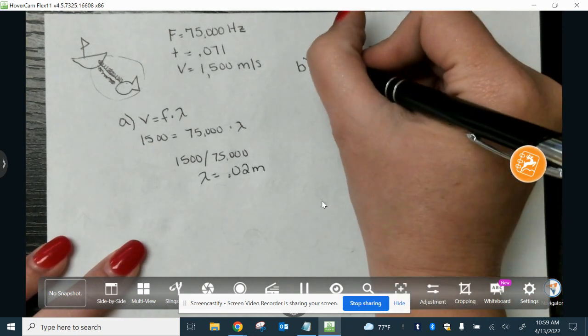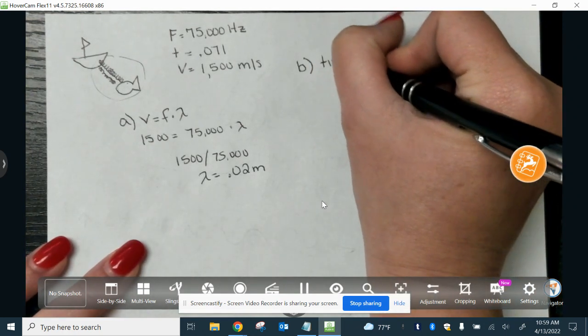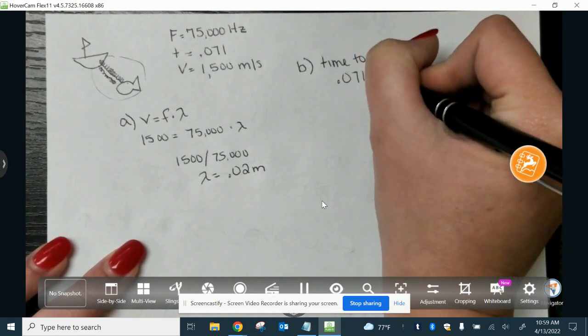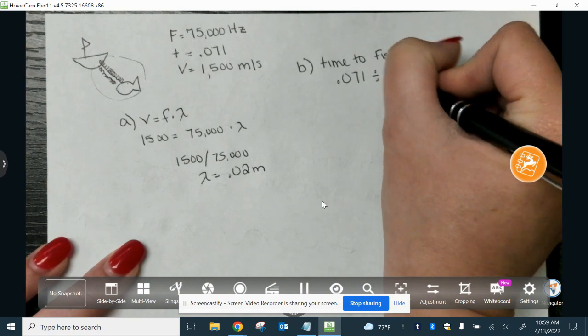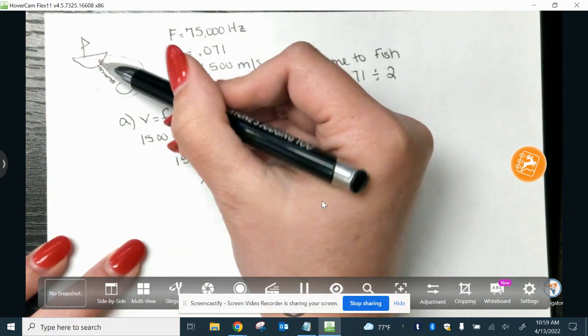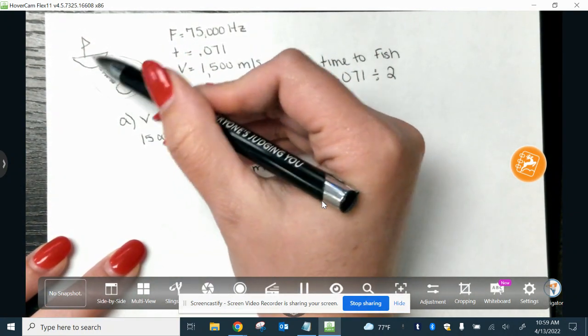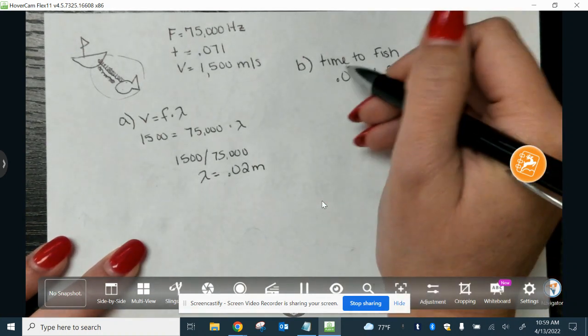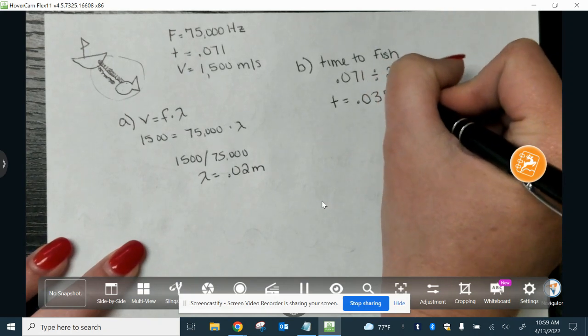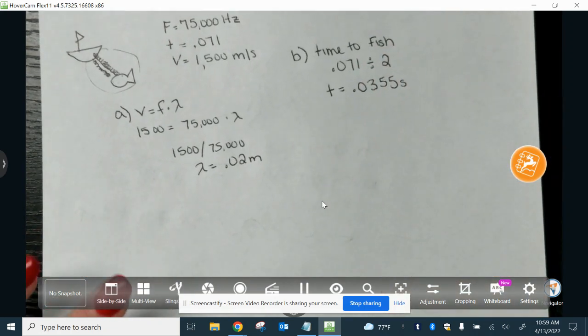So, to find the time to my fish, I would go 0.071 divided by 2. Why? Because it's half. Half of the time is spent getting to the fish, the other half of the time is spent getting back to the boat. So my time, in this case, is 0.0355 seconds. Don't forget, we are looking at a reflection of a wave, so you have to see where they want your data point from.